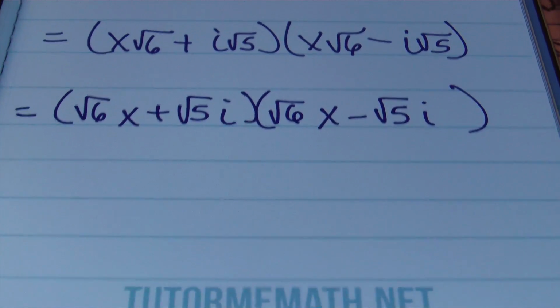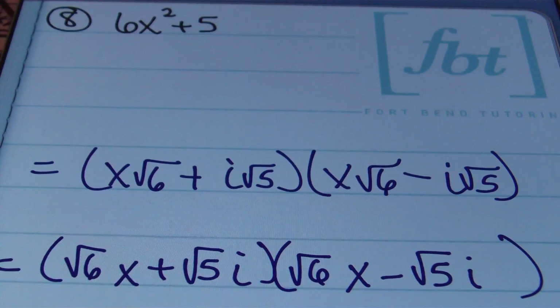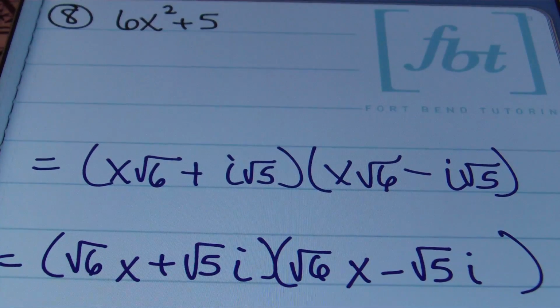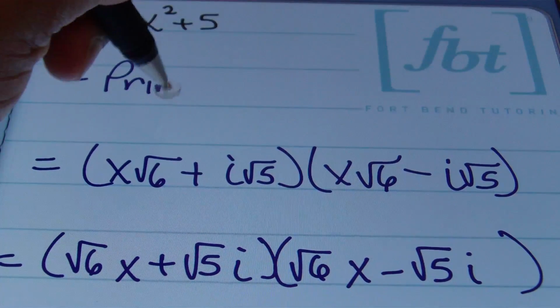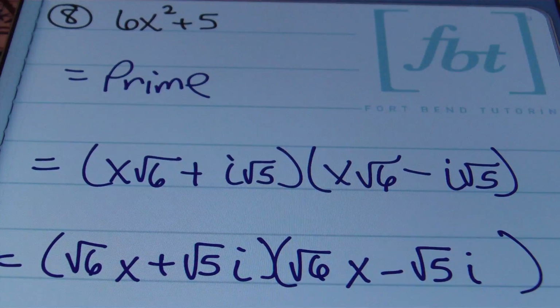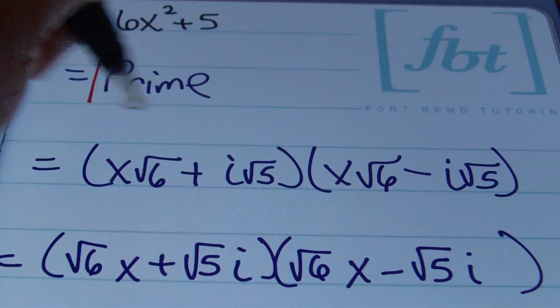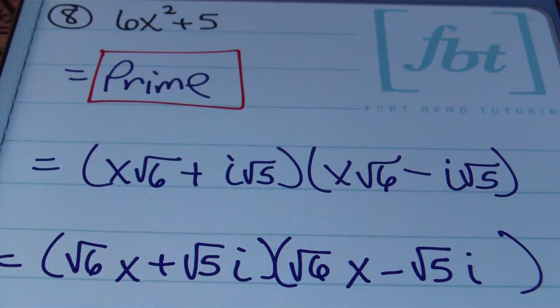It would not get you back to your original result of 6x squared plus 5. So there you go, ladies and gentlemen. These are the answers for problem number 8. And once again, if this was just a regular class, the answer would just be prime, not factorable. You would just go just like that and be done with it. So let's go ahead and put a box around these versions of our answer for problem number 8.